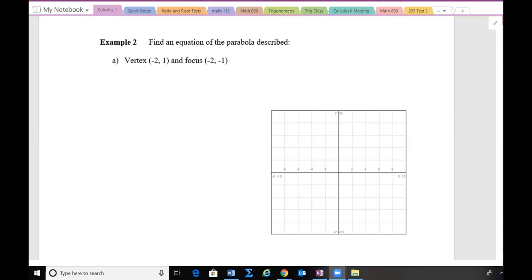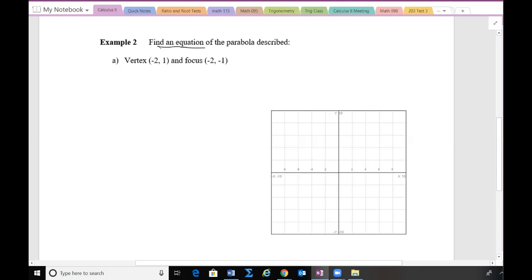All right, we're going to try one more of these. Okay, this time we have the vertex and focus given to us, and we want to find an equation. Just to get your bearings straight, you'll notice that the vertex is negative 2, 1, and the focus has the same x coordinates. So it means that they're both running along the same vertical line.